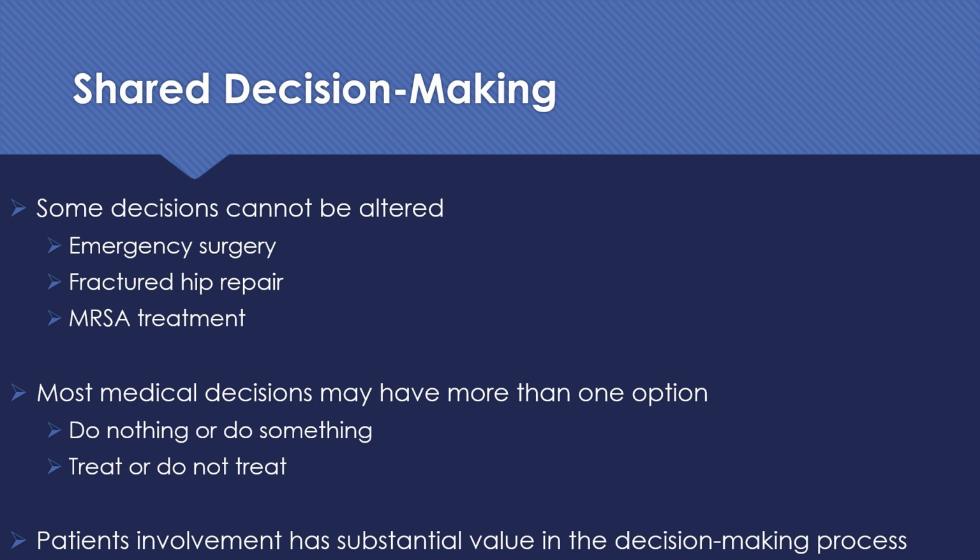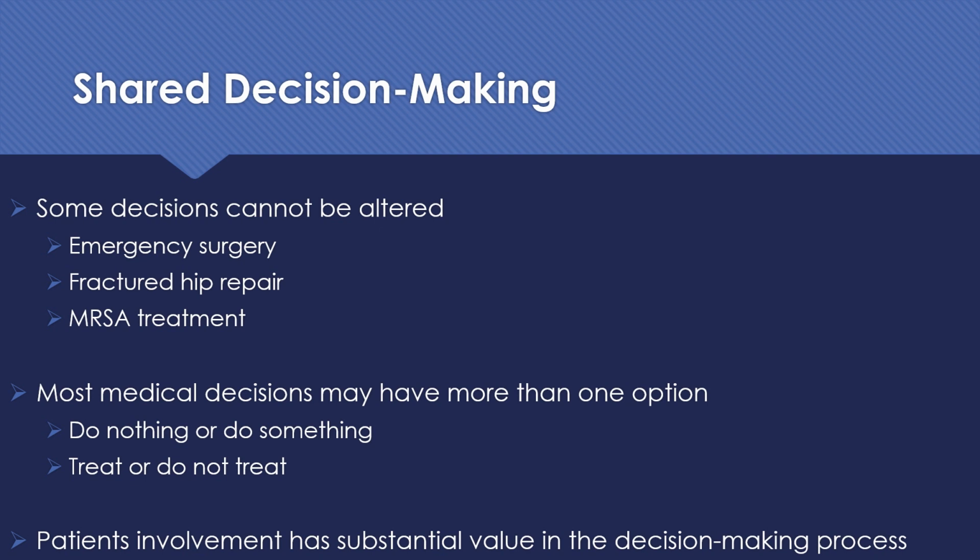Some decisions that really can't be altered would be if someone needs an emergency surgery, they have an appendix rupture and they need to have an appendectomy. If they've fallen and have fractured their hip and they need a hip replaced. Or maybe they have MRSA and we know how important it is to treat MRSA. These are some decisions that really cannot be altered. But most medical decisions may have more than one option.